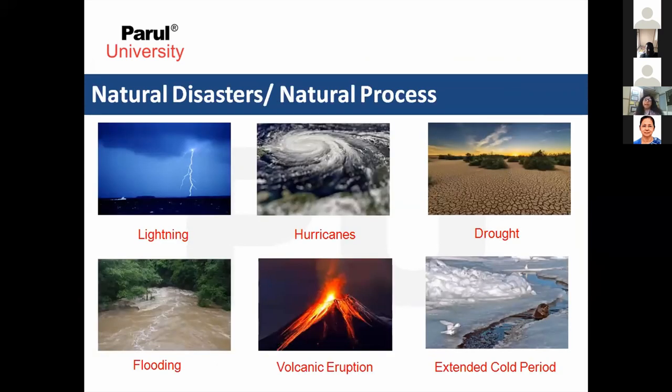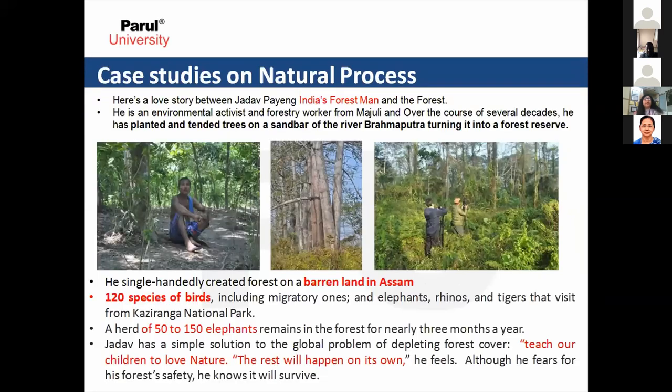We all are aware about the natural calamities. So the calamities can also be converted in form of boon by certain processes that we can follow. My first case study is on the natural process, which was basically carried out by a layman called Jadav Payeng. He is also called India's forest man. He is an environmental activist and a forest worker from Majuli, and he has planted thousands of trees and converted the barren land into a forest on the river Brahmaputra.